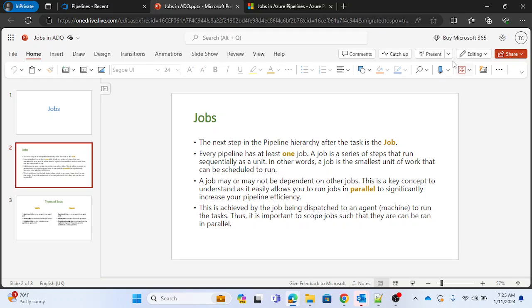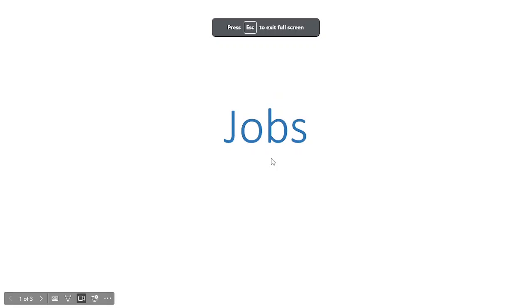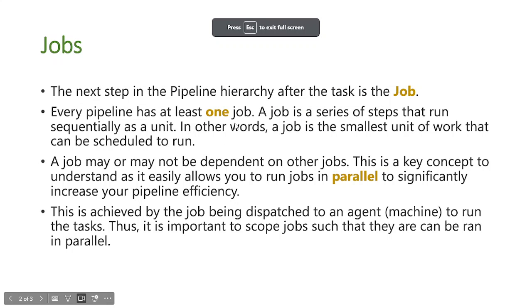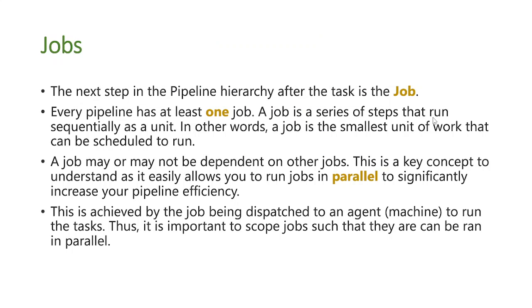Every pipeline has at least one job. A job is a series of steps that run sequentially as a unit. It will run all the steps sequentially. Let's see an example so that you will have a very clear understanding. In other words, a job is the smallest unit of work that can be scheduled to run. A job may or may not be dependent on other jobs. This is a key concept to understand as it easily allows you to run jobs in parallel. So a job can be independent or not, depending on the situation you are in.